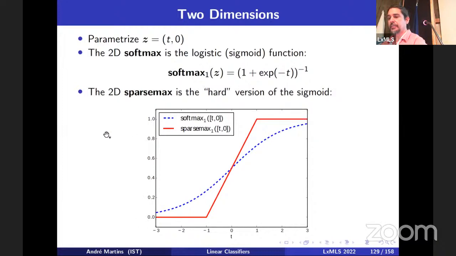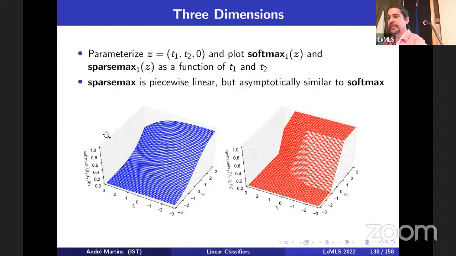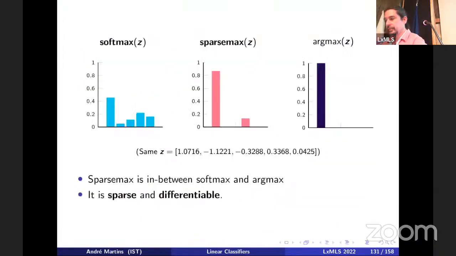Okay, the same idea carries over also in 3 dimensions. Okay, so if you have 3 classes, softmax is this smooth surface here, and sparsemax is something that has similar asymptotics, but it has this exact saturation, and it's a piecewise linear function again. You can also see sparsemax, the transformation, as something which is in between softmax and argmax.